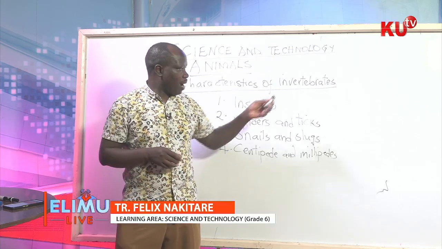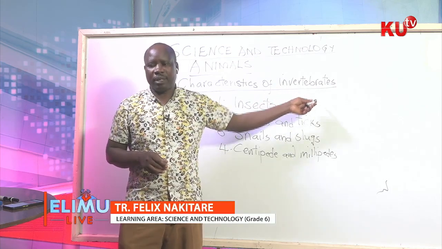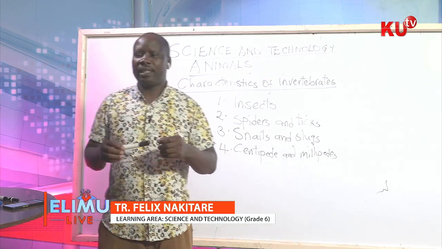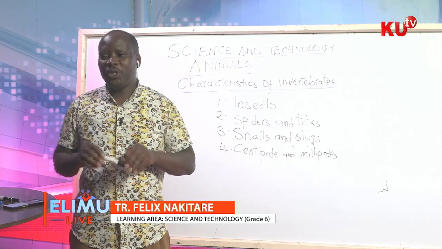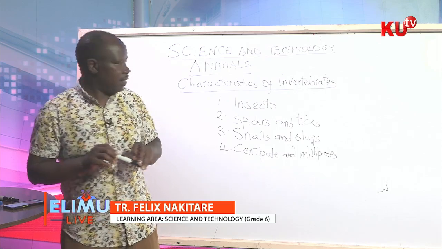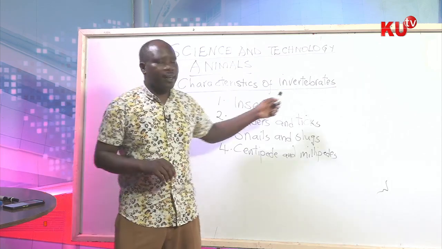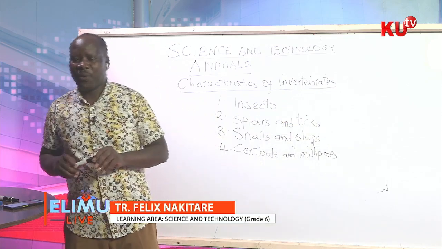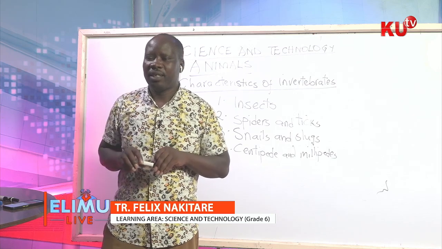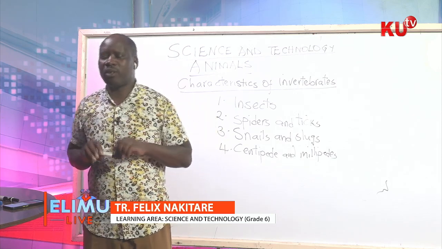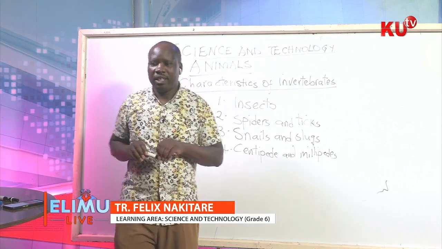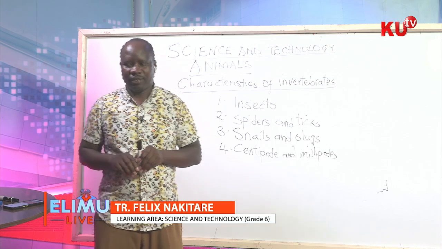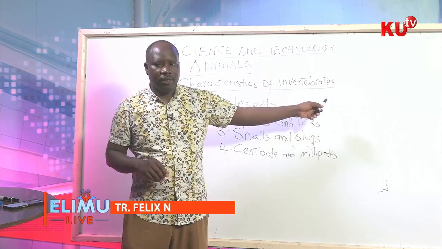We started by defining what an invertebrate is. Now when you're asked to define what an invertebrate is, you should be able to. As we have said, invertebrates are animals, and that simply means that when you dissect the body of an invertebrate, you will not get a single bone. Therefore, they do not have backbones.